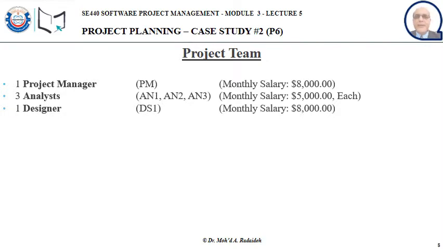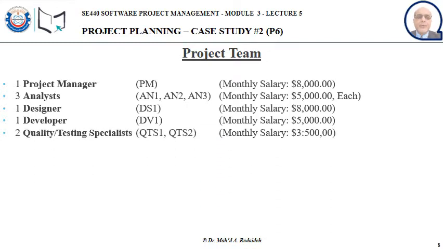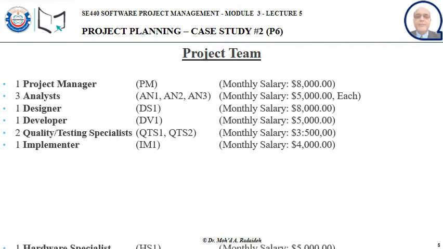We have 1 designer, DS1, monthly salary is $8,000. 1 developer, DV1, monthly salary is $5,000. 2 quality testing specialists, QTS1 and QTS2, monthly salary is $3,500. We have the implementer, IM1, the monthly salary is $4,000.